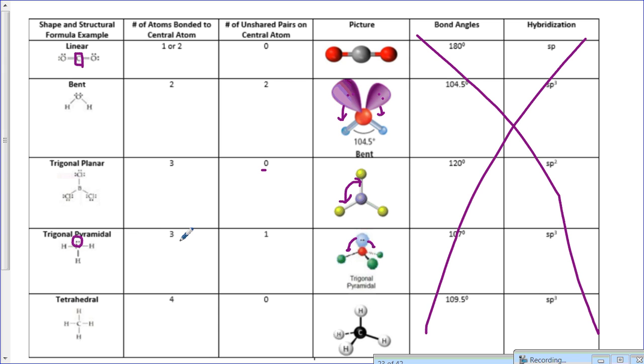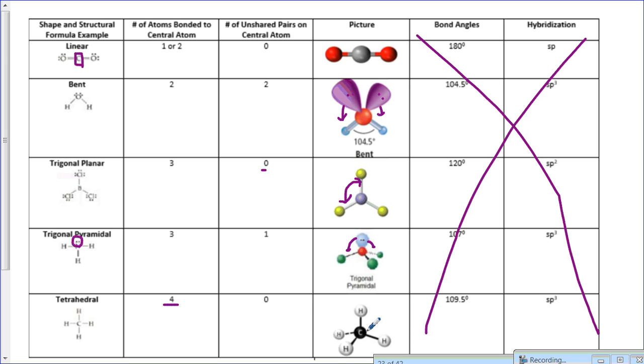So when I have 3 bonded atoms but 1 lone pair of electrons on the central atom, then I'm going to have a pyramidal structure. And then the last shape you'll need to know is tetrahedral. Tetra means 4. So if I have 4 atoms bonded to the central atom and no lone pairs on the central atom, I'm a tetrahedral structure.